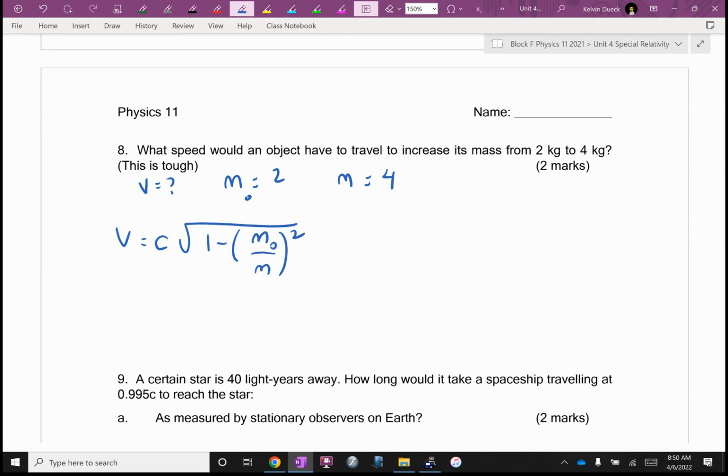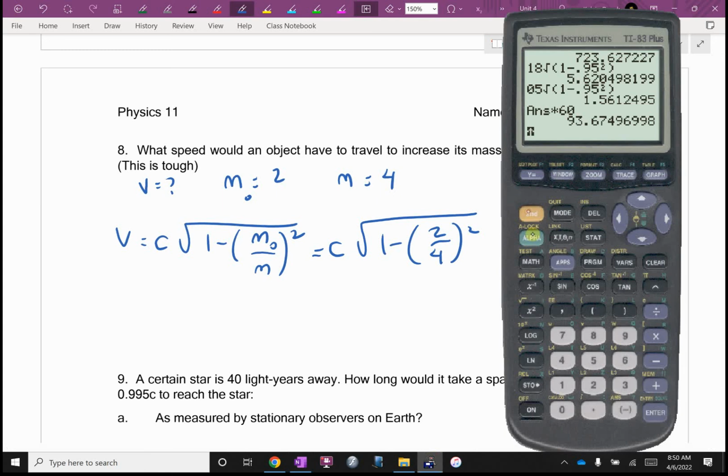I'll do as a percentage of c first. To do that, I just leave the c as a c and just evaluate the square root. Square root of 1 minus bracket 2 divided by 4, close bracket squared, close off the square root.